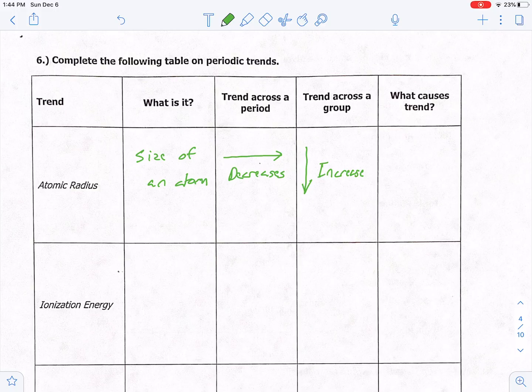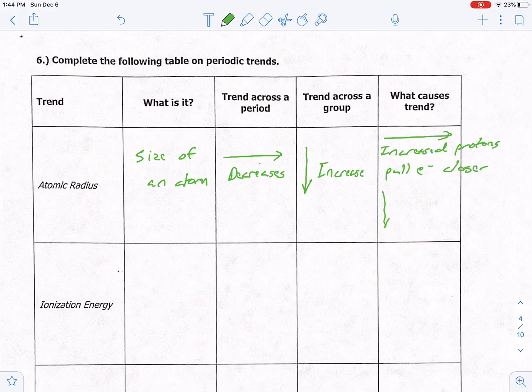Okay, so what causes these trends? So as we go across, we have increased protons. Increased protons pull the electrons closer. So we're not really adding any energy levels. We're on that same energy level. We're on the same period. So we're not really adding more levels, but an increase in protons is going to pull those electrons in tighter.